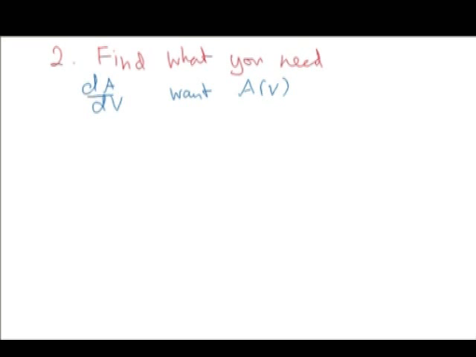find what you need. Okay, it's not too hard, is it? Find what you need. So remember, what we need is dA dV, right? To find dA dV, perhaps you'd want a relationship between A and V. So what you're really after is A in terms of V. Remembering here that A is the surface area of the water, V is the amount of water in the cone.